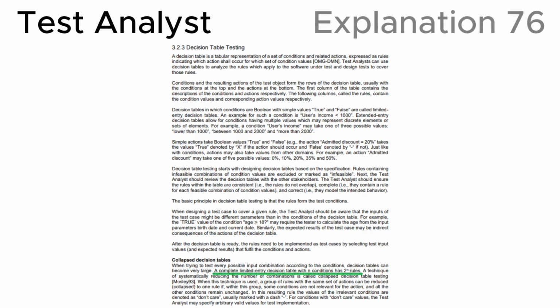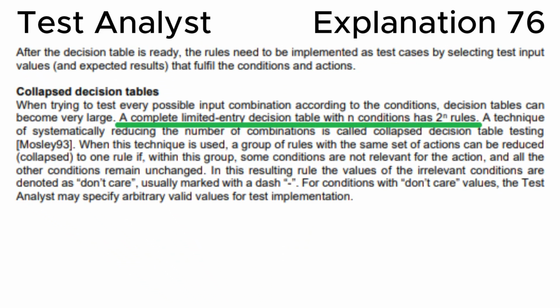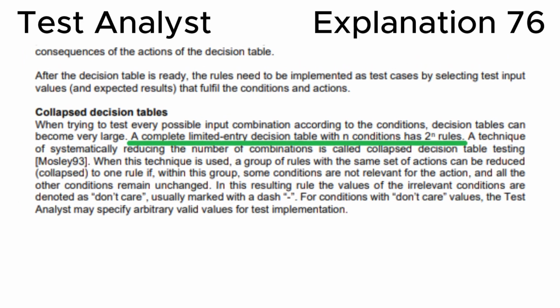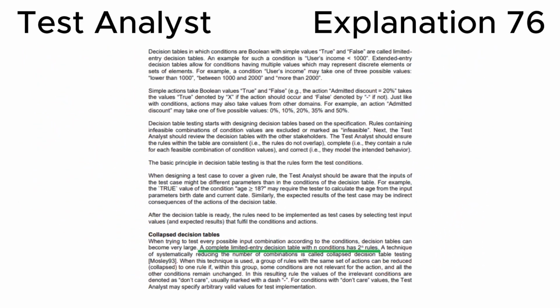Explanation. Let's look at section 3.2.3, decision table testing, in the ISTQB syllabus, where we can see that a complete limited entry decision table with n conditions has 2 to the power of n rules. This is consistent with our solution and the correct answer C.